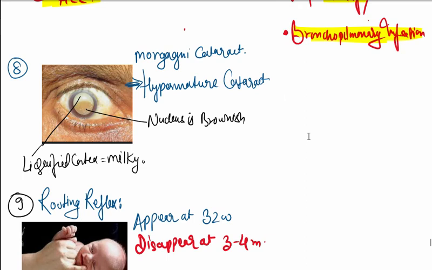Next one, what is this? This condition is Morgagnian cataract. Here we see a hypermature cataract, and the nucleus is brownish here, and the cortex is liquefied, milky.